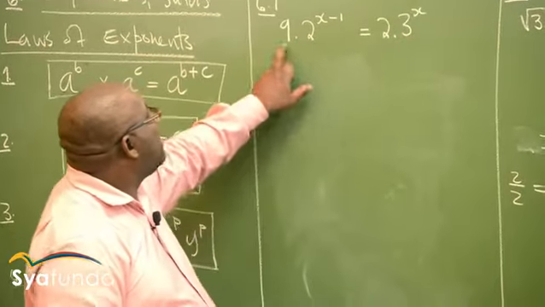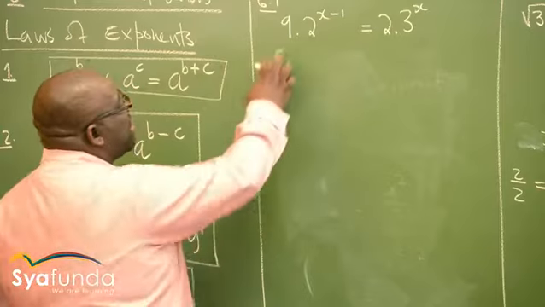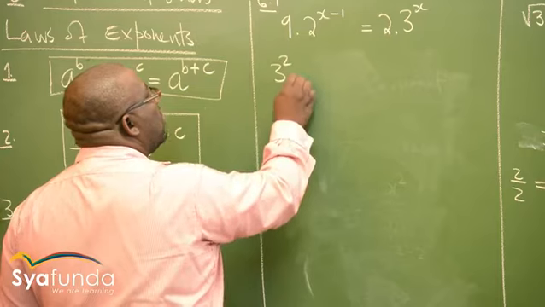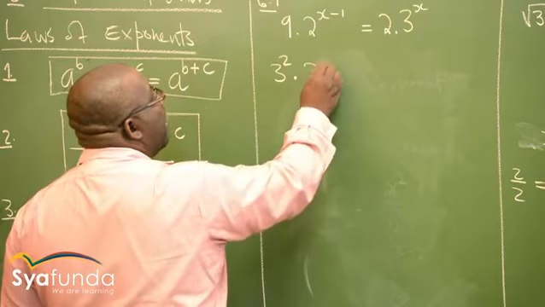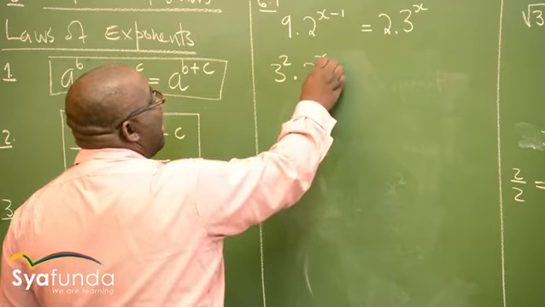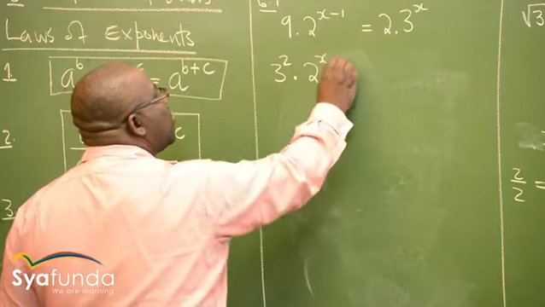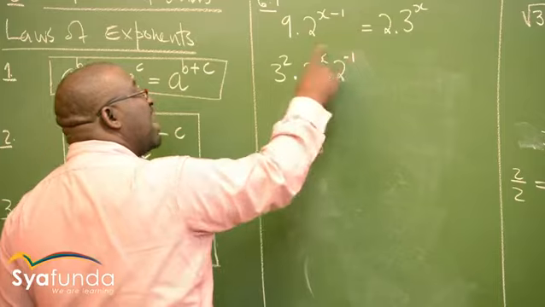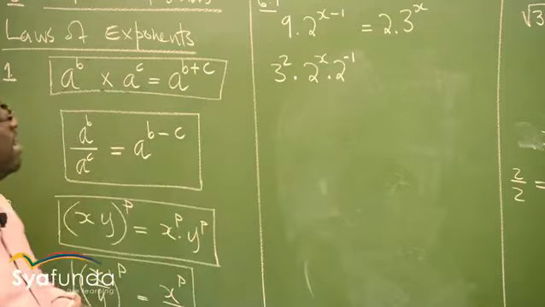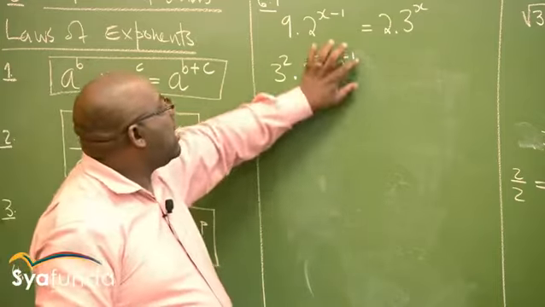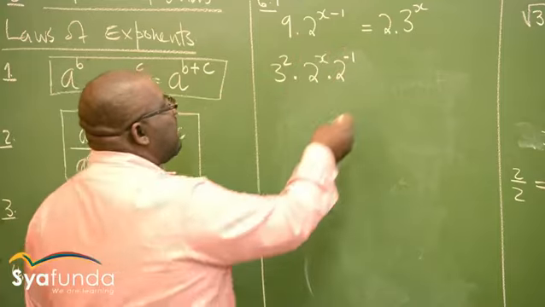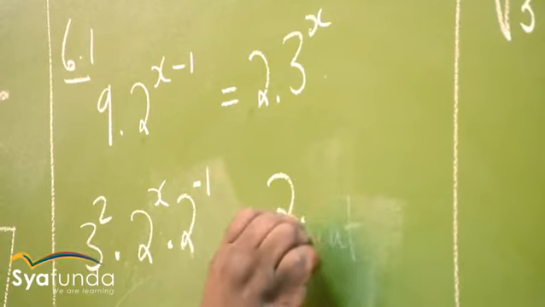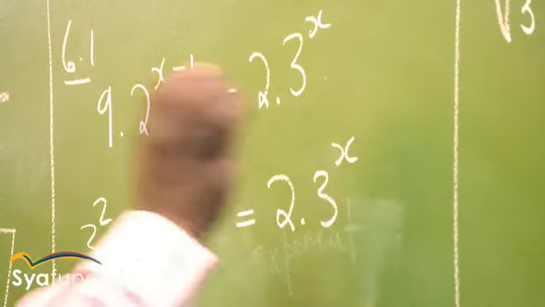This is 2, but this is not 2. We can change this into 3 as well. This is 3 to the power 2 times 2 to the power x, times 2 to the power minus 1, because when you multiply powers with the same base, you add the exponents. I'm applying just rule 1. Before it was separated like this. This is the same as 2 times 3 to the power x.